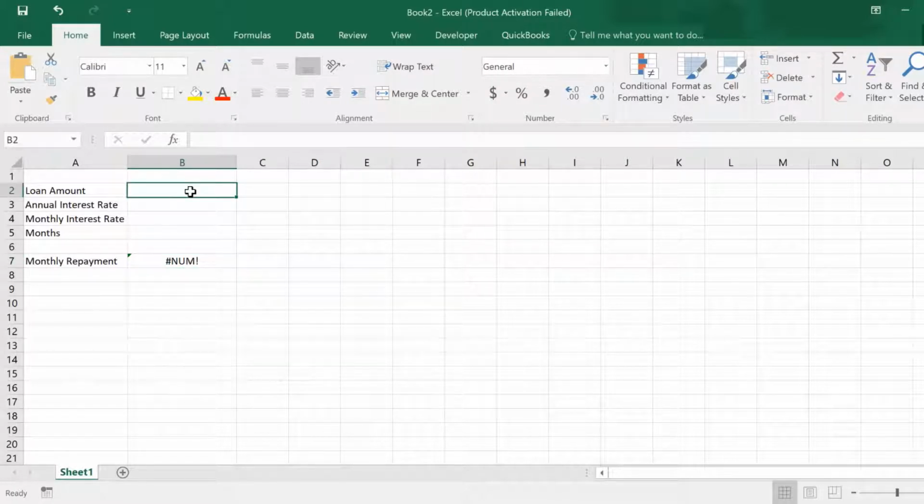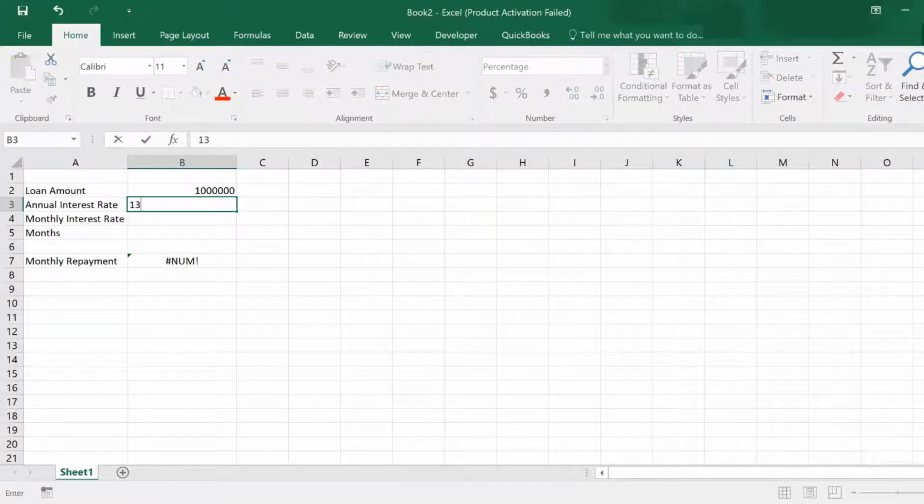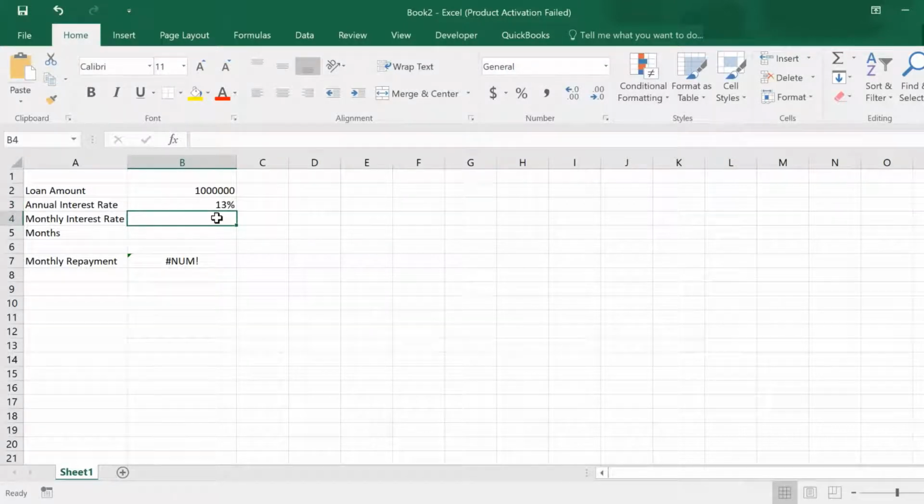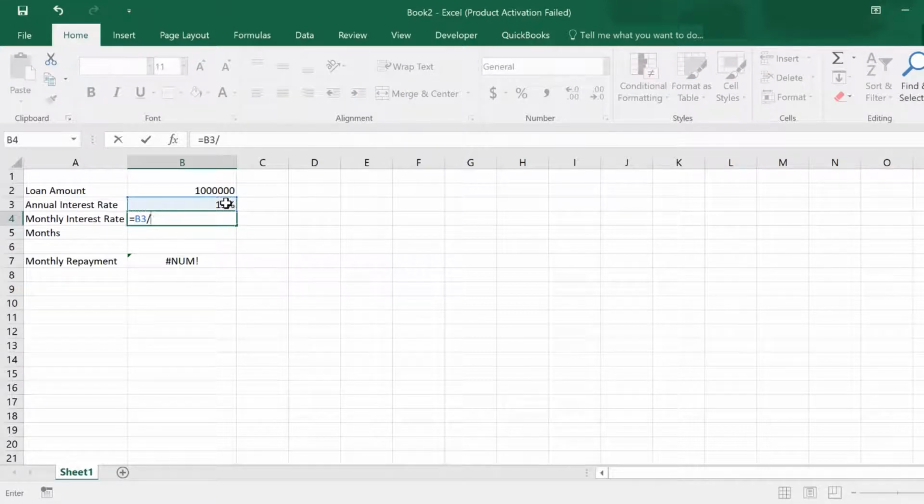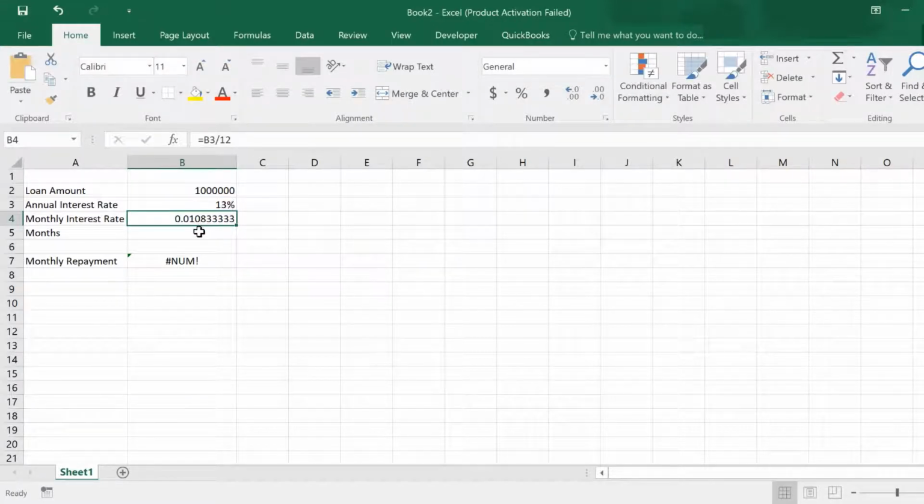So we can try an example. Let's say you have a loan for 1 million and the bank is issuing a rate of 13%. So this, we just divide by 12. Total number of months, let's say it's a 2-year loan, so those are 24 months.